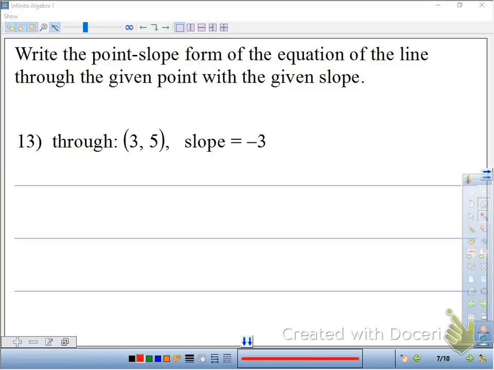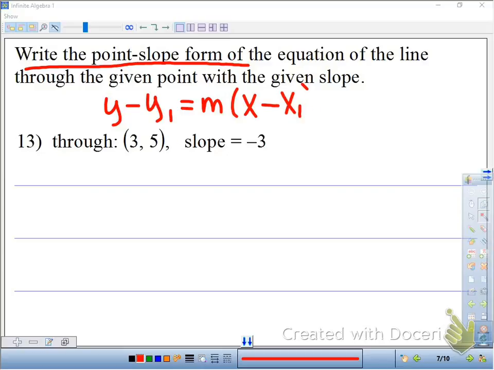Okay, the next type we got here, instructions say write the point-slope form. So I gotta look, this is my point-slope form. y minus y1 equals m parentheses x minus x1. So I gotta check about what I have. Okay, first thing I always think about is, do I have a slope? And yes, I do. The slope here is negative 3. Next thing I look at with point-slope form is, do I have a point? And yes, there's an x1, y1. There's an ordered pair, so I have a point, I have a slope, I just need to plug it in.